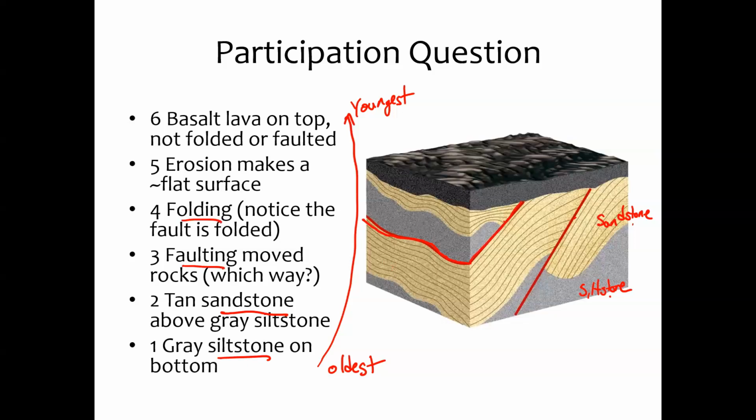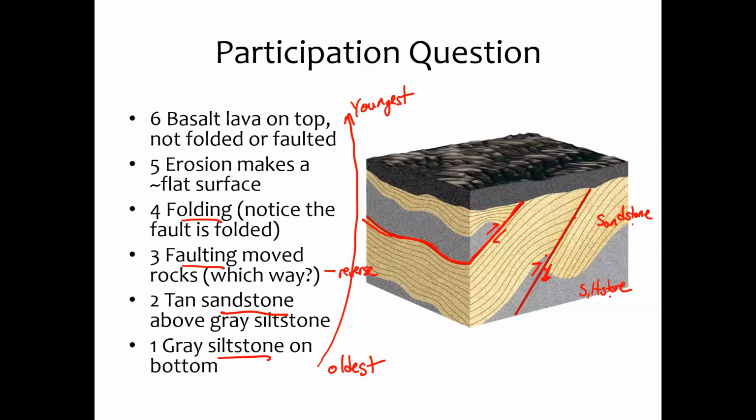Which way have the rocks been faulted? So is this a normal fault or a reverse fault that we're looking at? Looks to me like the motion is like this, right? Because we've got the siltstone that used to be matched up here, but this part has been moved up and this part has been moved down relative to that. Same idea over here. So these faults are probably reverse faults.